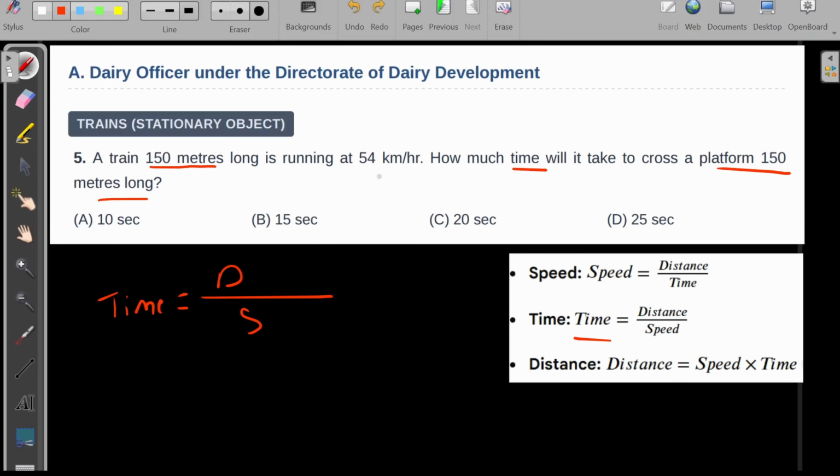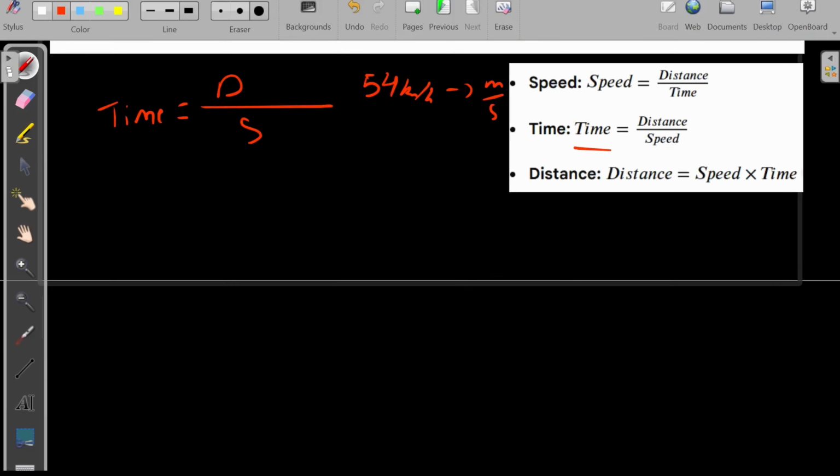Before we plug those values into our formula, we need to change the train speed unit, which is in kilometer per hour, to meter per second. You can see it is in second. So I can write here 54 kilometer per hour to meter per second. How do we do that? We simply use this fraction, which is 54 times 5 over 18. You might be wondering, where did I get this 5 over 18?